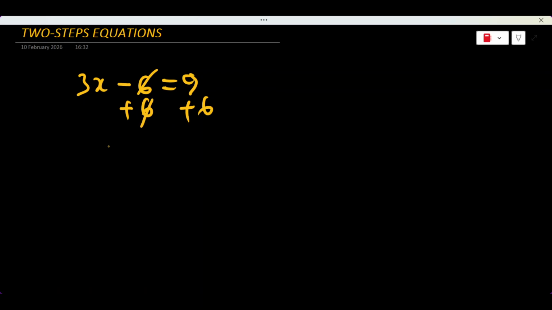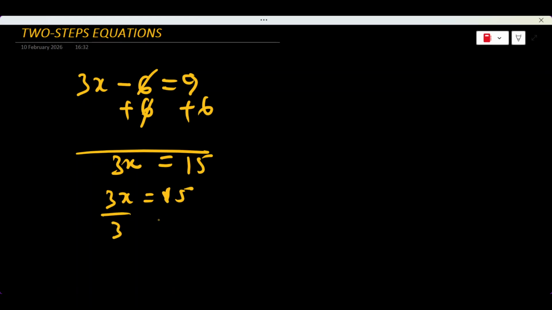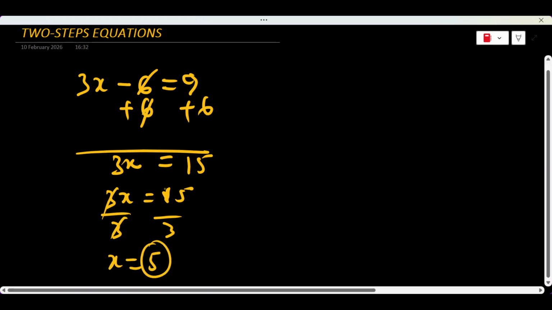So this and this cancel out. We are left with what? The equal sign, 3x on the left side. 9 plus 6 is what? 15. So 3x equals 15. Then what? You divide by 3. Divide by 3. Leaving you x equals what? 5. So this is our answer.